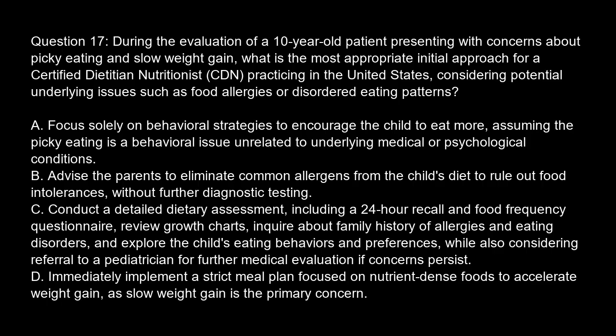Option B. Advise the parents to eliminate common allergens from the child's diet to rule out food intolerances without further diagnostic testing. Option C. Conduct a detailed dietary assessment, including a 24-hour recall and food frequency questionnaire, review growth charts, inquire about family history of allergies and eating disorders, and explore the child's eating behaviors and preferences, while also considering referral to a pediatrician for further medical evaluation if concerns persist. Option D. Immediately implement a strict meal plan focused on nutrient-dense foods to accelerate weight gain, as slow weight gain is the primary concern.